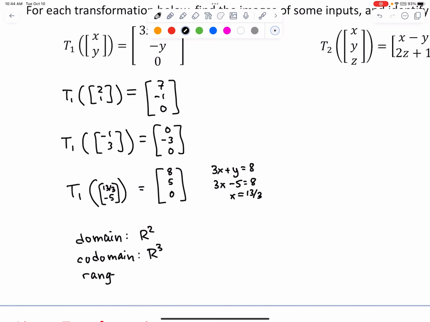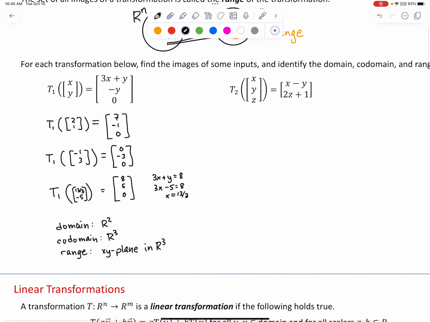The range is just those vectors in R3 that are possible output vectors, as the input vectors vary across all possible input vectors. And as we determined above, the range of this transformation will only produce the xy plane in R3. Okay, let's look at the second transformation.